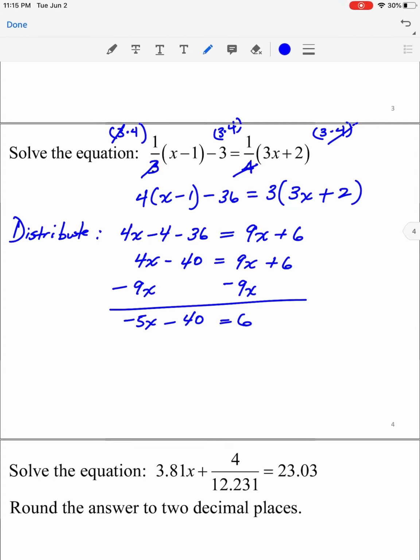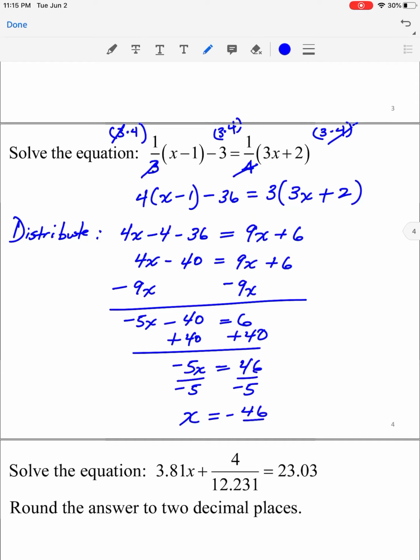Next, I'm going to move this constant over. I undo subtraction by adding. And that leaves me with negative 5x equals positive 46. Finally, I'm going to get the variable by itself. Variable equal to constant. Solution is x equal negative 46 fifths. Okay.